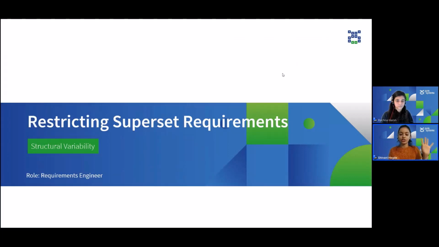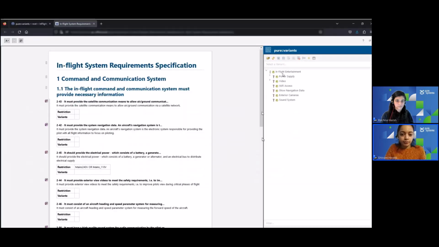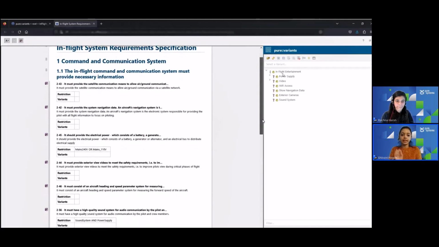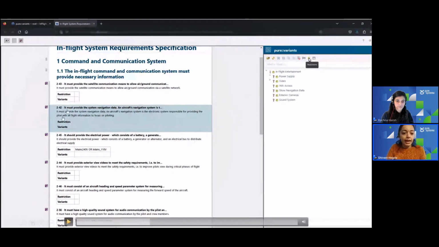We added restrictions to the Capella assets. Now let's start adding restrictions to the Polarian assets and see how the structural variability works with Polarian. For that, I am first going to select the requirement for which I want to add the restriction. I have selected the requirement 242, and after selecting that, on your right hand side within the pure variance widget, you can click on the restrictions icon.